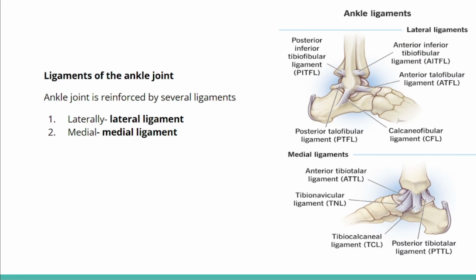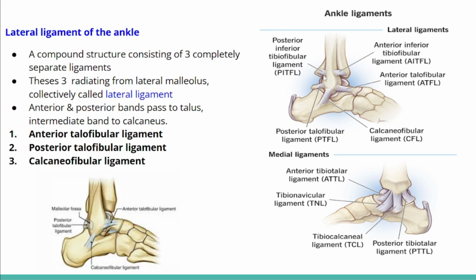Ankle joint is supported by ligaments, and these ligaments reinforce the joint. There are two main ligaments we need to discuss. One is located laterally, that is the lateral ligament. One is located medially, that is the medial ligament or the deltoid ligament. Now you can see it is not a single ligament. This is the lateral ligament. It consists of several bands. Medially also it consists of several bands.